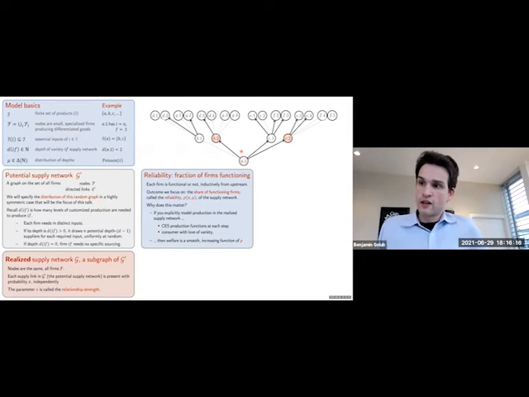So through two steps of this inductive destruction, we have seen that A1 is dead, right? A1 for this period, with this realization of links, is not going to be producing.